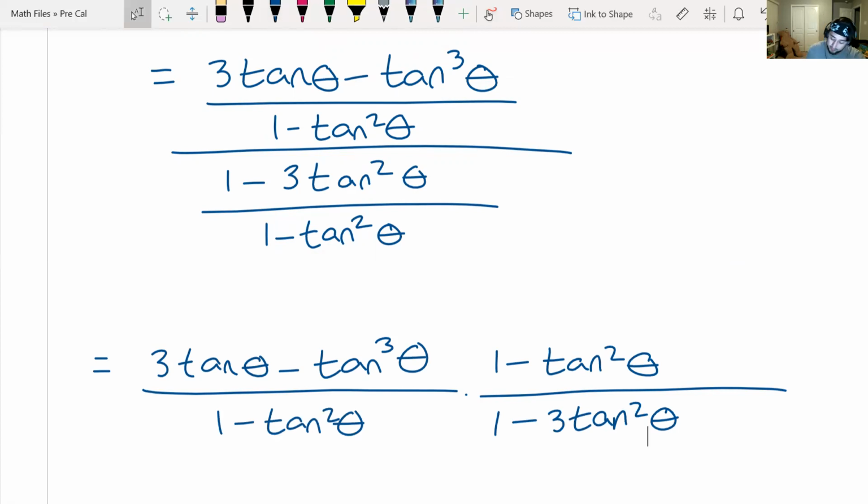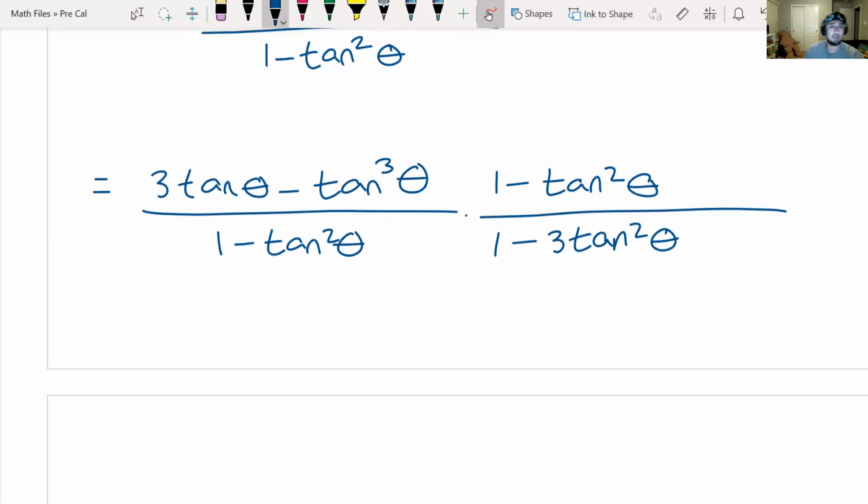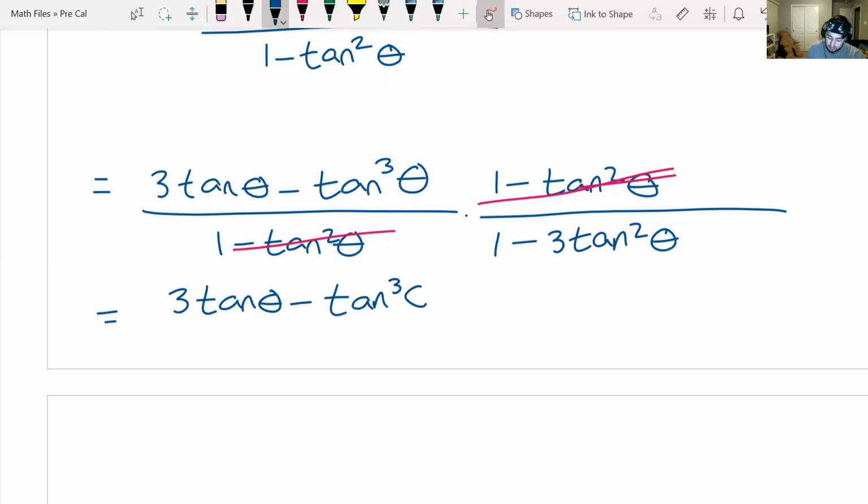Okay, we've almost made it. Hey, look, I actually used all my room. Perfect, because we're done. This 1 minus tangent squared theta and that 1 minus tangent squared theta cancel. And we are left with 3 tangent theta minus tangent cubed theta over 1 minus 3 tangent squared theta.